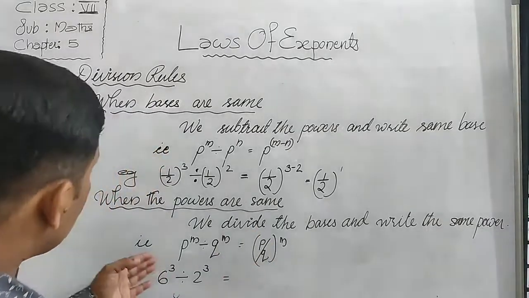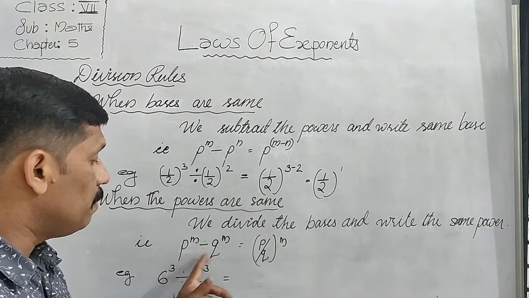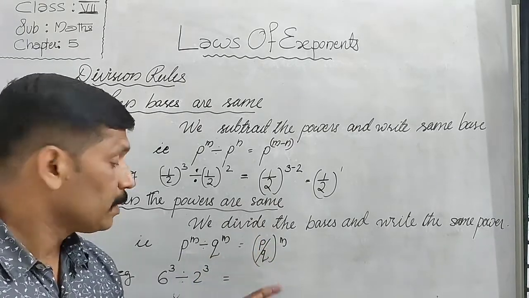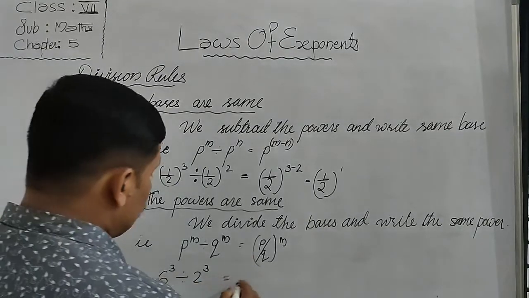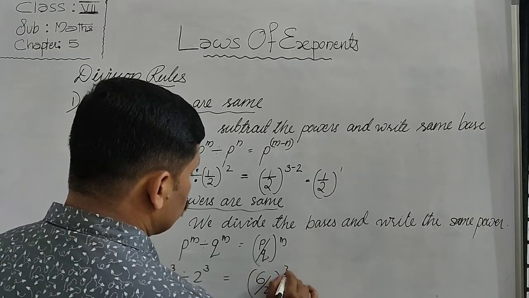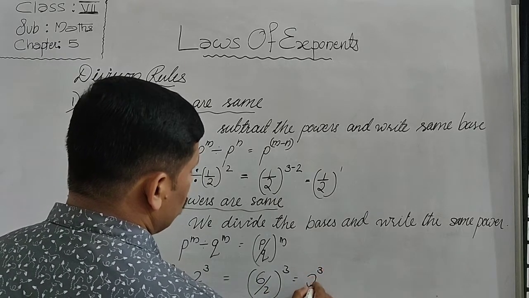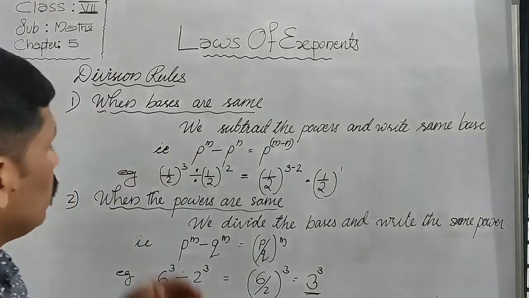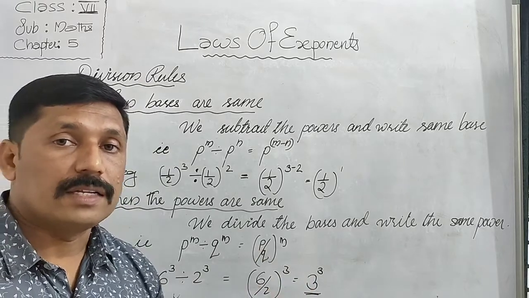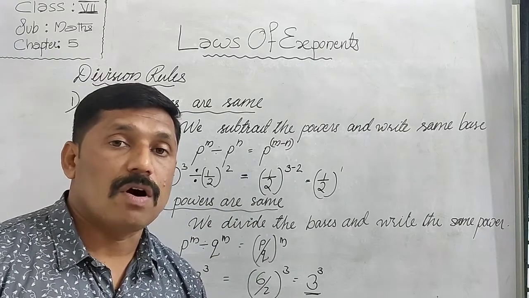the same power. Example, p power m divided by q power m. Here powers are same and bases are different, so we divide the bases, (p upon q) power m. Example, (6 upon 3) divided by (2 upon 3), that is equal to 6 divided by 2 upon 3, that is equal to 6 and 2 we can divide, 3 upon 3. Okay, students, so when the powers are same and the bases are different, then we divide the bases and write the same power. These are the two rules relating to division of exponents.